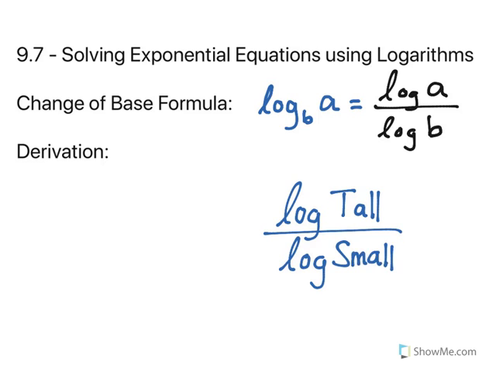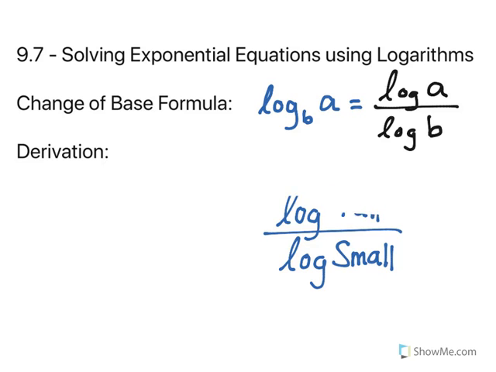Because when you're looking at a logarithm, the value for a, the value inside the logarithm, is usually a bigger, physically in size, a taller number than the base number. The base number is written small. It's physically smaller on the paper, okay? So that's a mnemonic device that a lot of people use, log tall over log small.